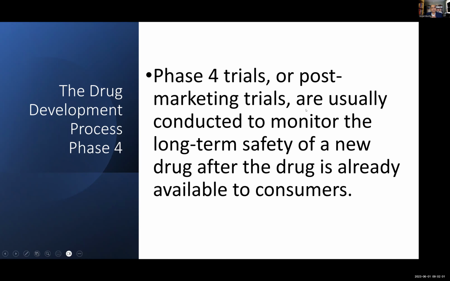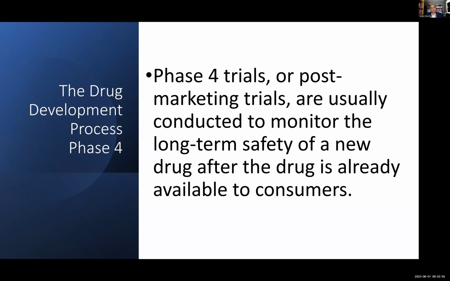Post-marketing trials are usually conducted to monitor the long-term safety of a new drug after the drug is already available to customers. Because phase 1 will probably take 10 to 30 people, phase 2 maybe 100 to 300 people, phase 3 1,000 to 3,000 people. Up to phase 3, we are conducting experiments with a maximum of 4,000 people. But when the drug is on the market, millions of people are going to use that drug. For long-term usage, we want to identify those types of effects. For that, phase 4 trials are a continuous process. We want to monitor the long-term safety of a new drug after it is already available on the market. So this is exactly phase 1, phase 2, phase 3.